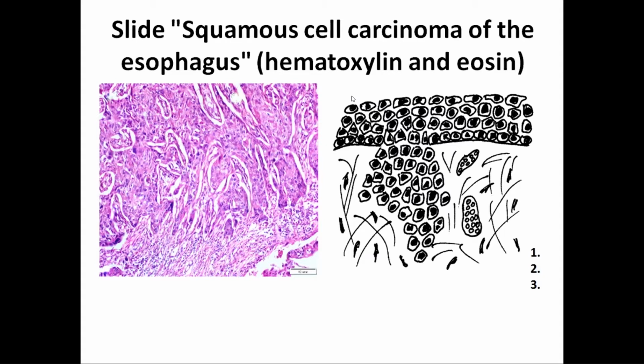In this tumor, carcinoma is a malignant tumor from epithelium, squamous cell. Number 1, tumor cells with signs of cell atypia. This is tumor cells with atypia. Number 2, area of invasive growth of cancer. This is invasive growth.